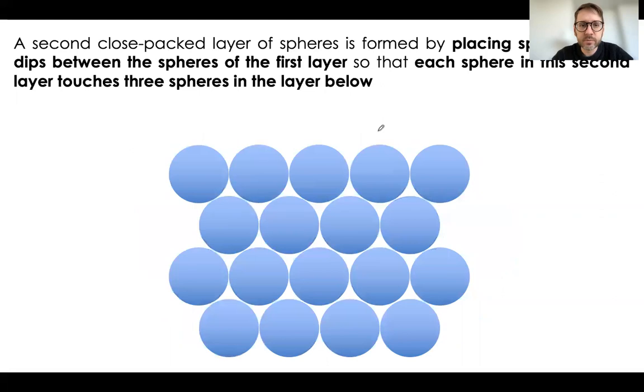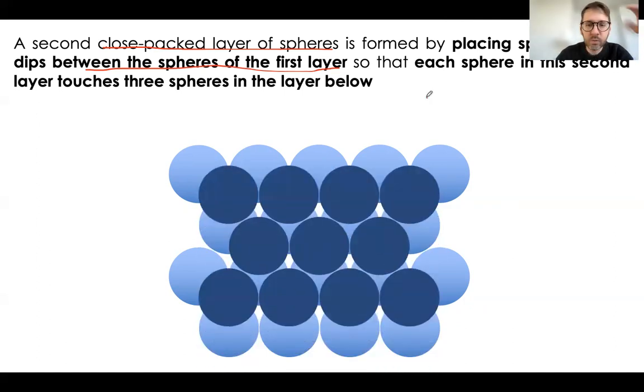So if we use this single layer of spheres packed in a closed packed arrangement like this as the building block to construct our solid, and we come with a second closed packed layer of spheres, the most efficient way to pack this is to put this second closed packed layer above the first layer, but in the dips between the spheres of the first layer, so that each sphere in the second layer touches 3 spheres in the layer below.